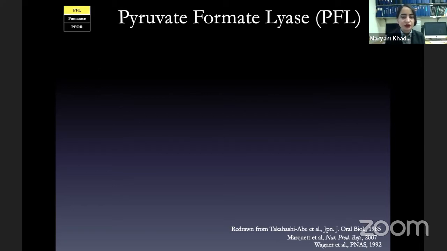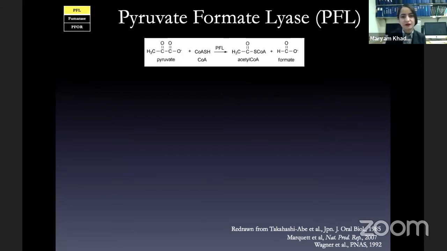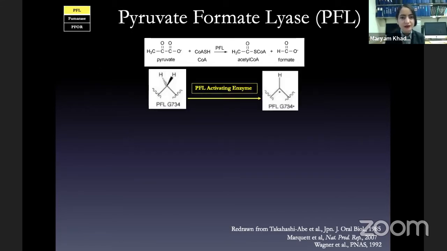PFL, as I mentioned, is pyruvate formate lyase. It converts pyruvate to acetyl-CoA. It releases a molecule of formate. What is unique about this enzyme is that it has a glycyl radical in its active site. The glycyl radical is formed by PFL activating enzyme from a regular glycine residue in the active site of the enzyme.